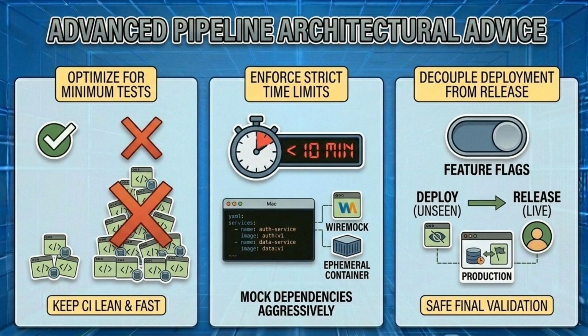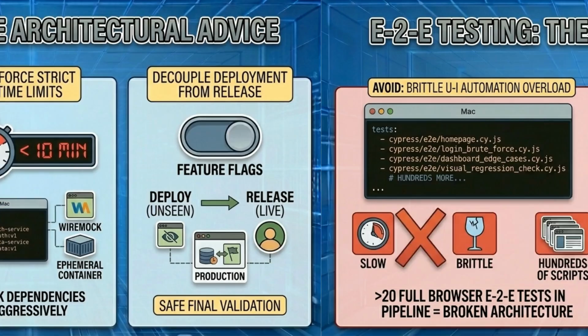Rule 3. Decouple deployments from releases. Use feature flags to deploy unverified code into production safely. This allows you to perform final validation in the live environment without exposing the feature to your users.